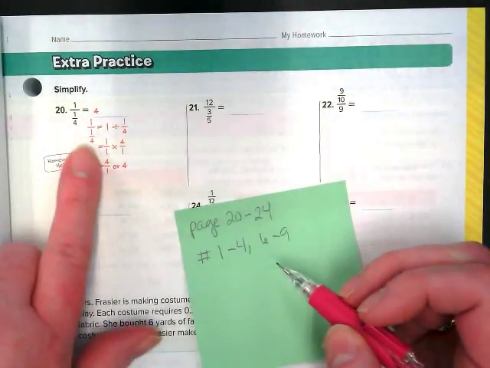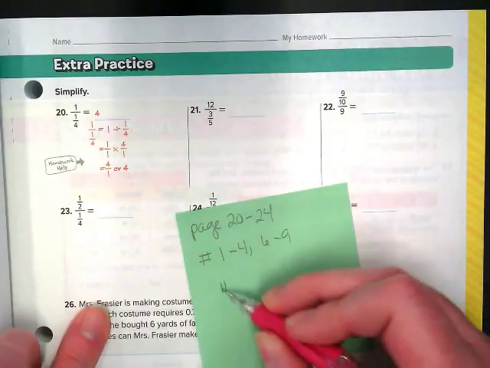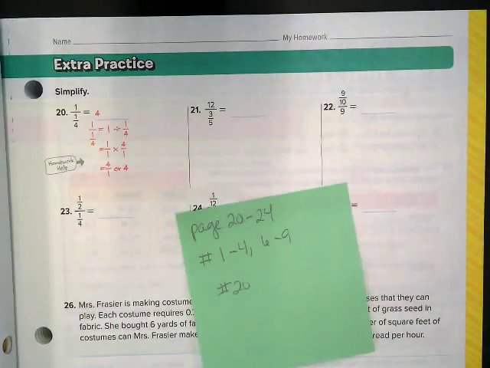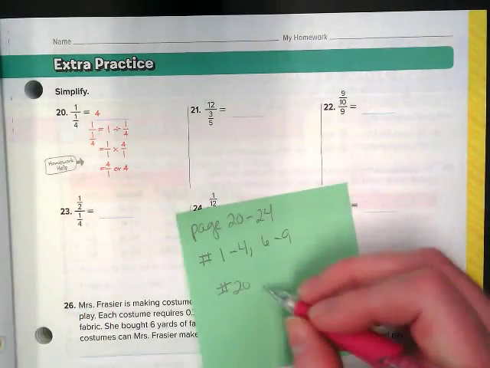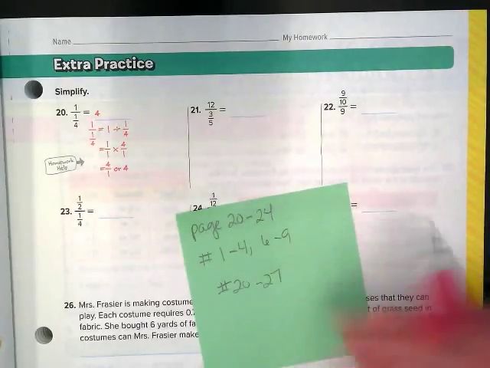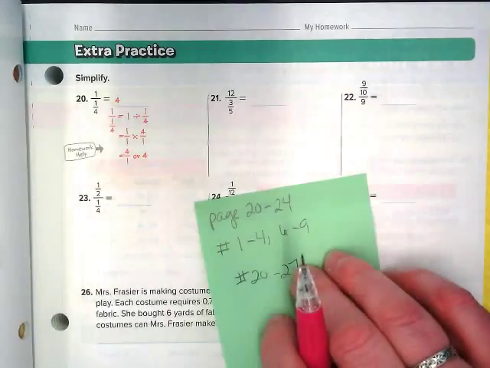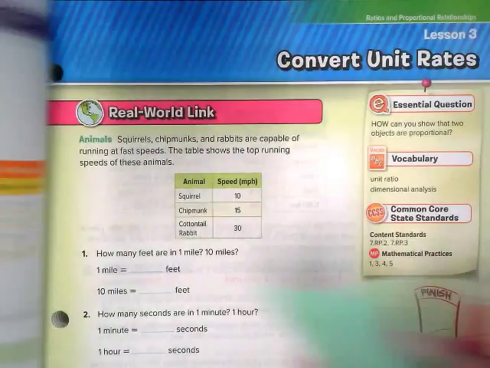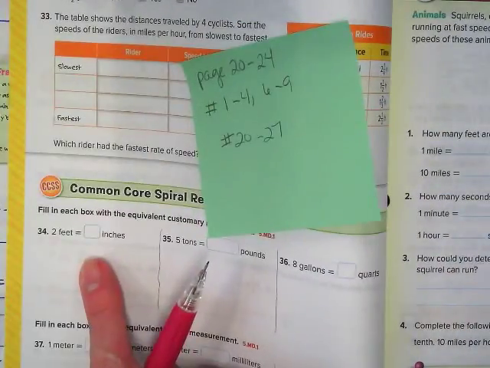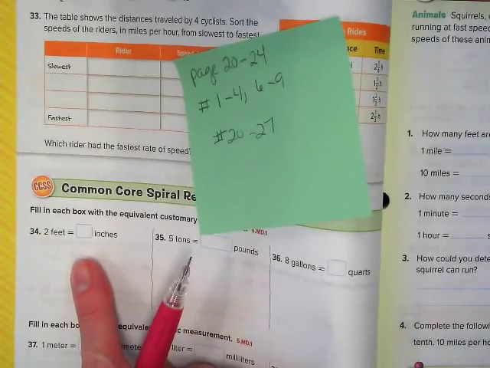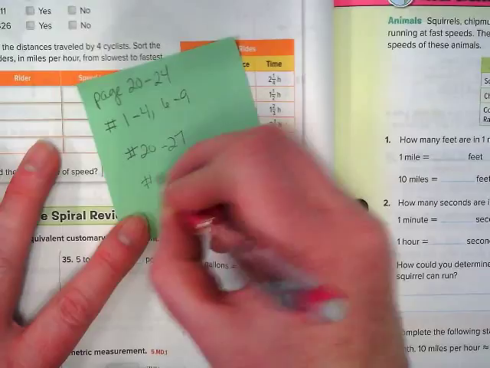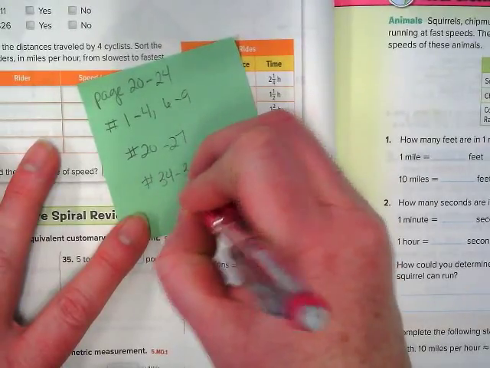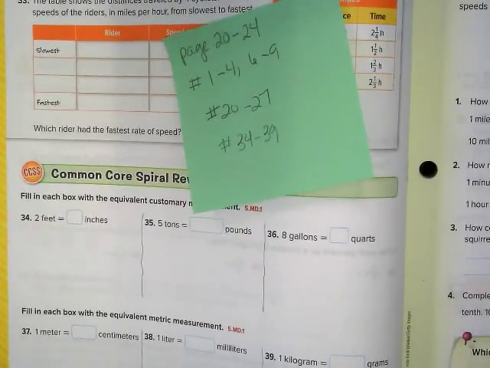And we're going to skip over here now to these problems. We're going to do numbers 20 to 27. And then we're going to do a little bit of review from fifth grade math. Back here, you're going to do on page 24, numbers 34 to 39. Numbers 34 to 39 are conversion problems.